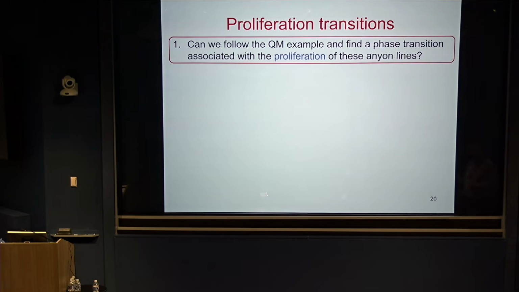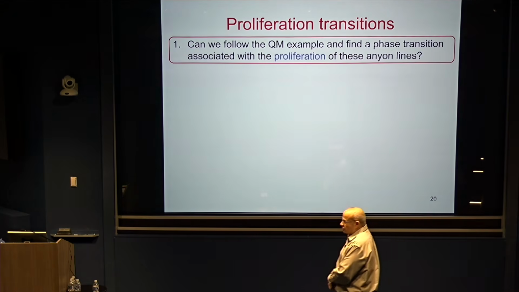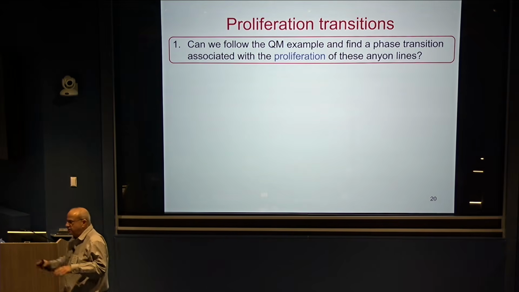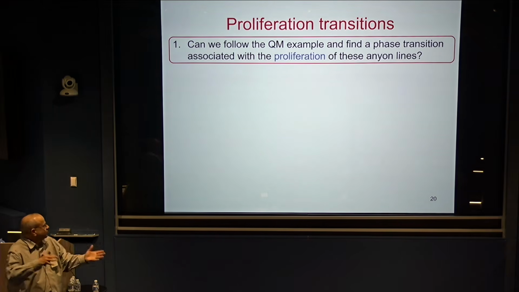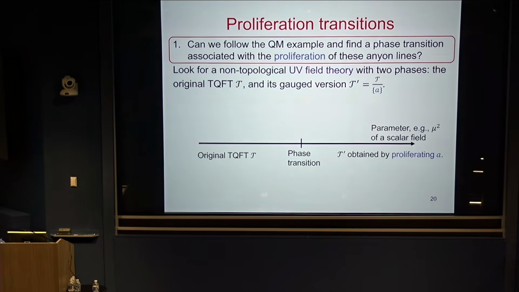So question number 1, can we follow the quantum mechanics example and find a phase transition associated with the proliferation? So we would like to have phase 1 with one TQFT, phase 2 with the other TQFT, and maybe some scalar field that couples to them and takes us from one phase to another. So we're going to look for a non-topological UV theory that induces the transition. It has two phases, T and T prime. So this is the parameter space.